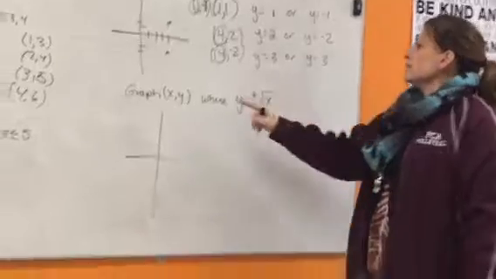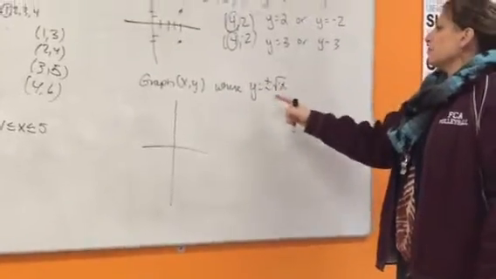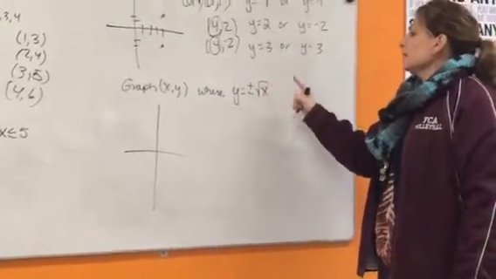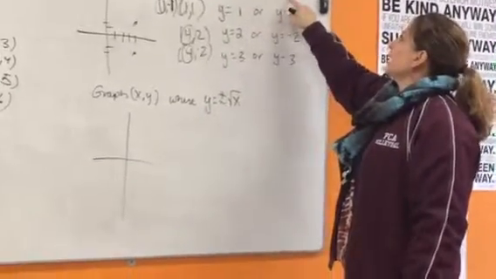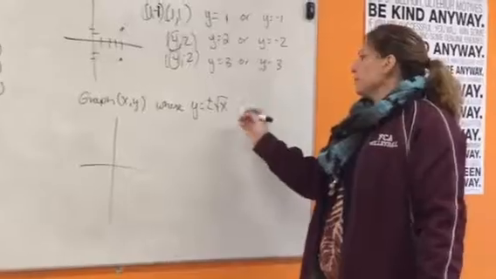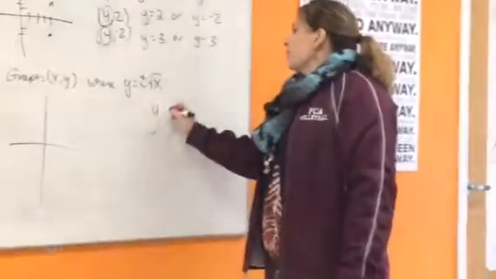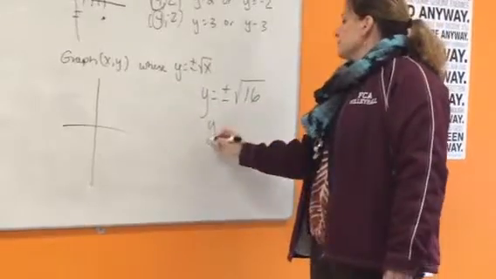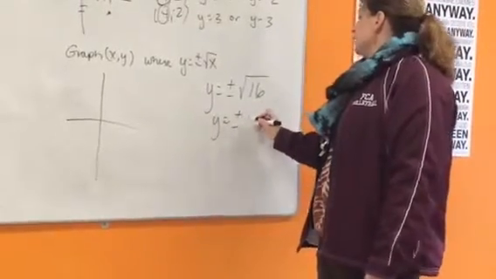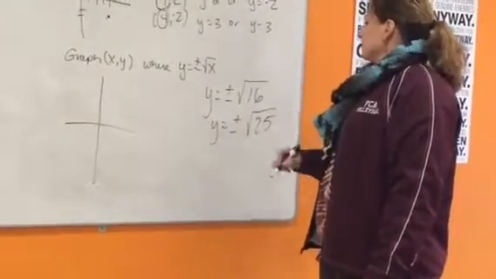The final one says graph y equals plus or minus the square root of x. Now, they didn't tell you that x is going to be 1, 4, and 9. So this time we can use x as anything. So y equals plus or minus the square root of 16, or y equals plus or minus the square root of 25, just to make my life easy.